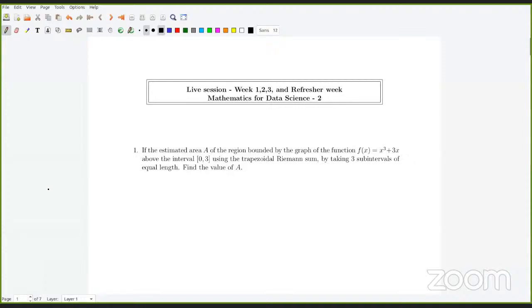Okay, so today we are mainly going to discuss weeks 1 to 3 and the refresher week. I have chosen some problems which may be related to quiz problems or the mock which we have already seen in the portal, and we will try to solve those problems, and along with that we will discuss the related concepts. Okay, so here I have given a problem where some function is given and you have to find the estimated area along the interval 0 to 3 using the trapezoidal Riemann sum.